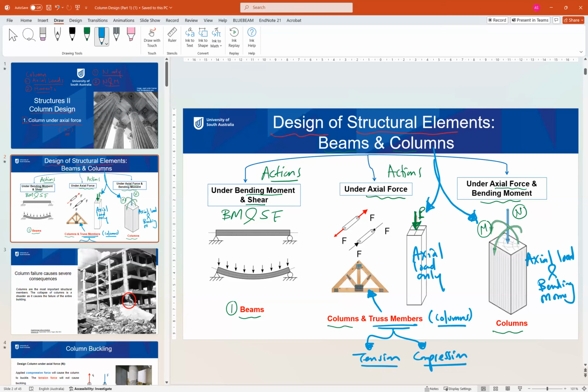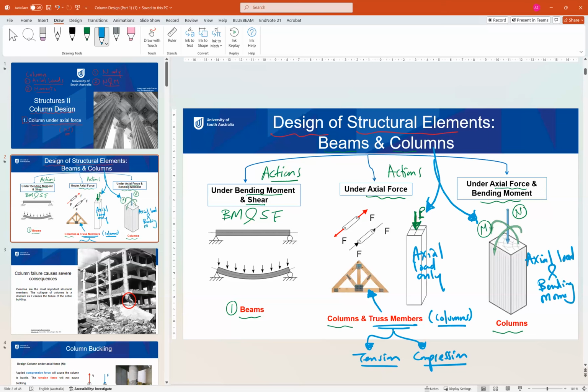Okay, now why is the design of a column so important for us? Because as you can see, column failure will cause severe consequences if it collapses. So as you can see here, this building is a reinforced concrete building, or reinforced concrete structure. And as you can see in this circle here, we have a column failure or column collapse.